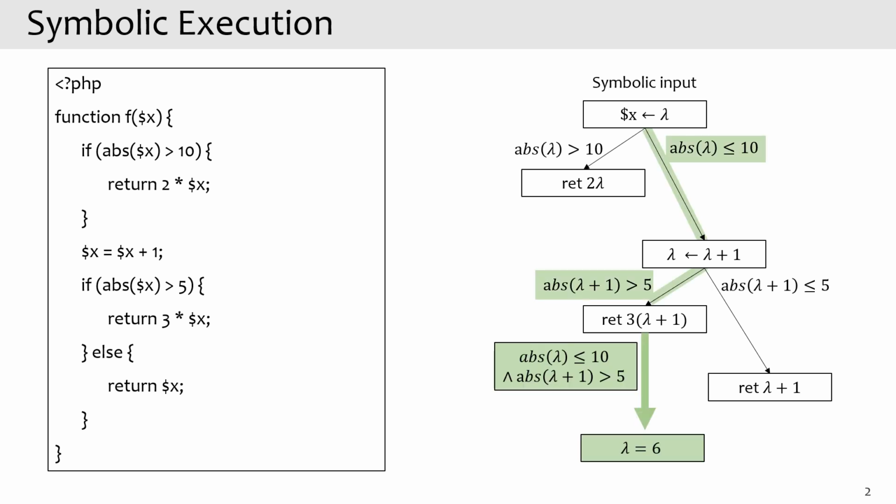Ultimately, the symbolic execution engine may pick one particular program path, accumulate the path conditions, and invoke the constraint solver to give a concrete value for the specific path. For example, here, when lambda is equal to 6, the execution may follow this particular path.